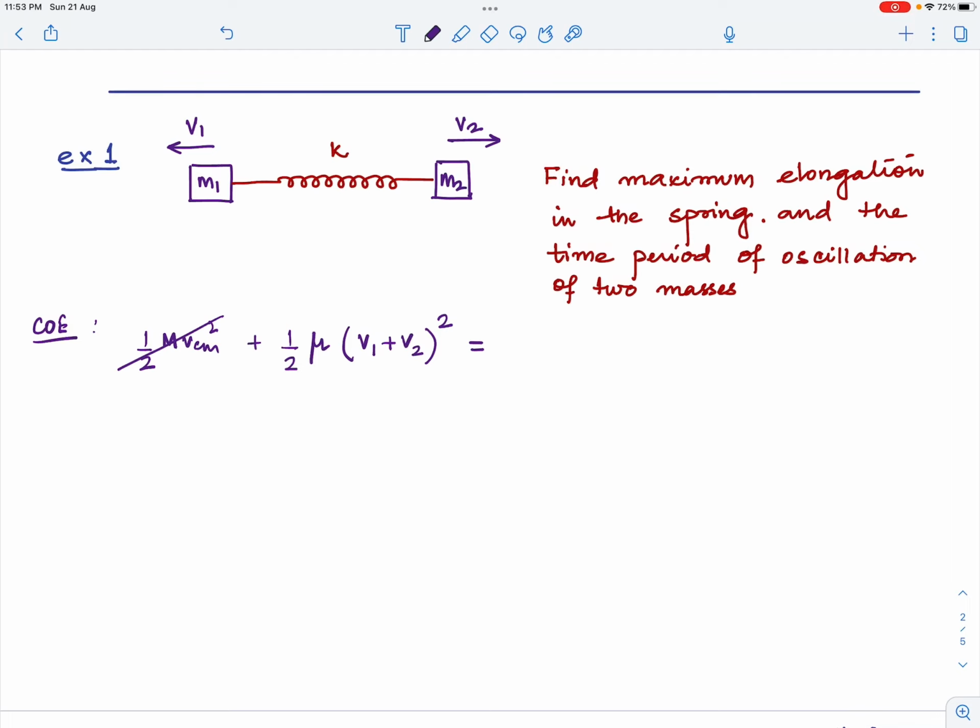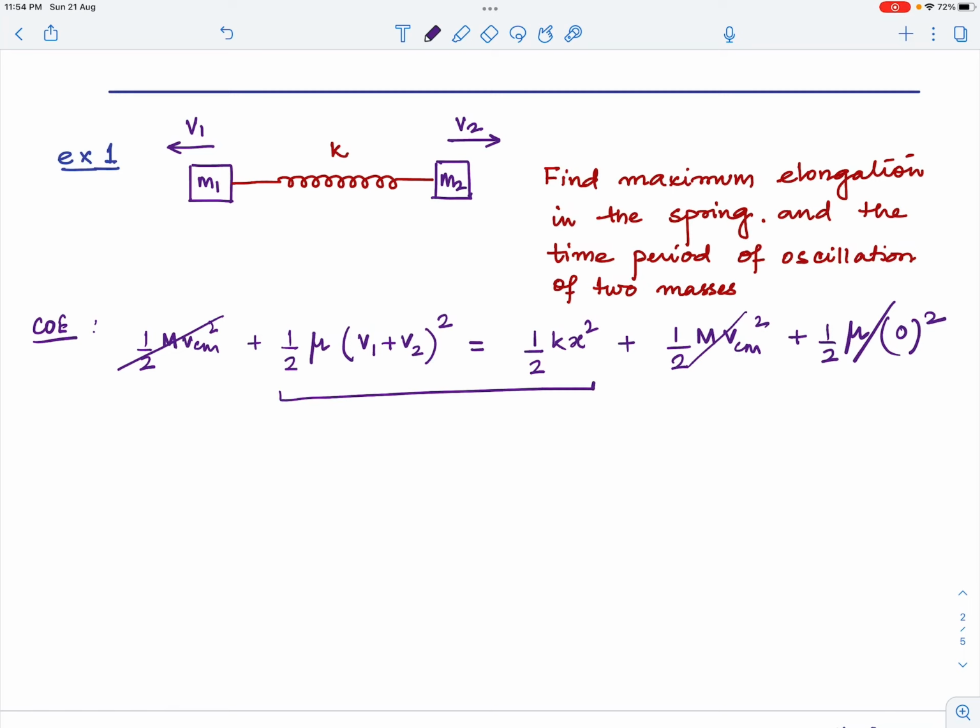we know that the extension in the spring will be, if it is x, then the potential energy in the spring will be half kx squared plus the kinetic energy of the system in that state, which I can once again write as half capital M into VCM squared, which is getting cancelled with the term on the left, plus half mu into V relative. Once again, this is going to be 0 at the point of maximum elongation. So, this term goes to 0, half M VCM squared is already cancelled. So, you get the value of maximum elongation just by solving this one equation.